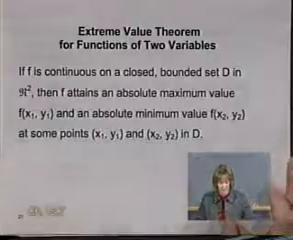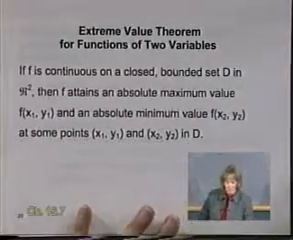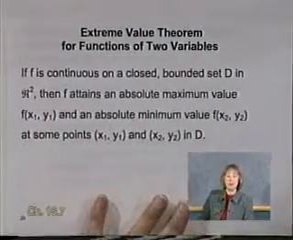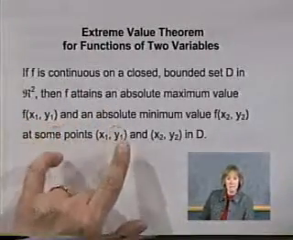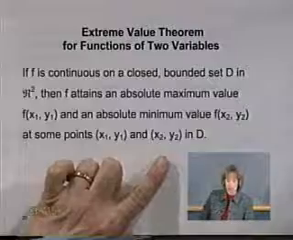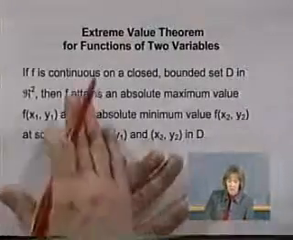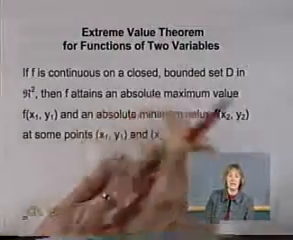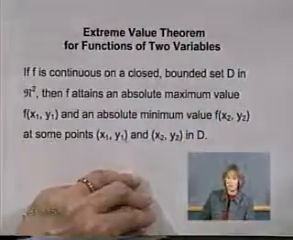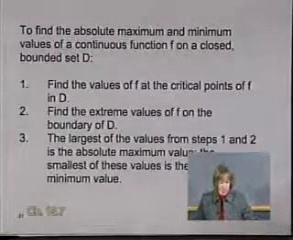Now, extreme value theorem. If f is continuous on a closed bounded set D in R2, then f attains an absolute max and an absolute min at some point in that domain. So it says if you have a continuous function on a closed bounded set, it must attain a max and a min on that set, which is very nice. We're not proving that. That's an advanced calculus concept.